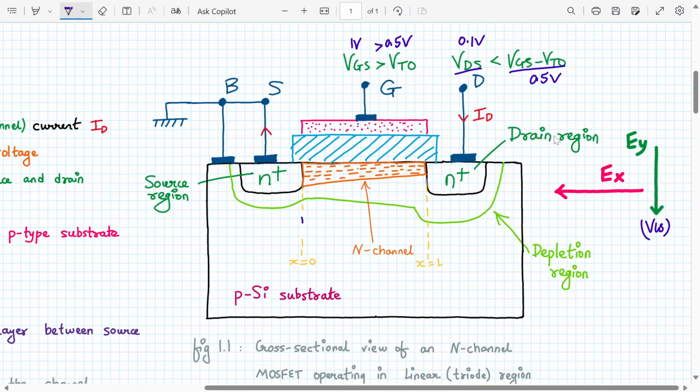Now Ex is the electric field coming from VDS. So the electrons will enter the source terminal, travel via the N channel, reach the drain terminal, and be drained out from the drain terminal, and that is what constitutes the current inside your N channel MOSFET. So the current flows in the X direction over here, not the Y direction. This is my cross sectional view of N channel operating in the linear region.